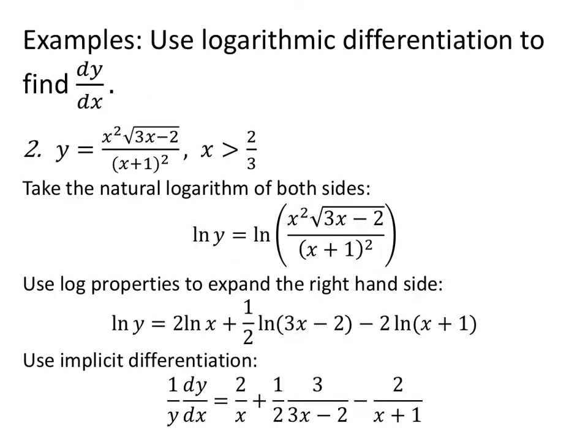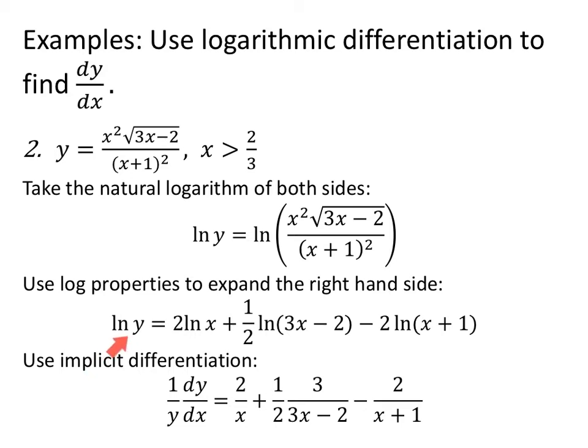If we use logarithmic differentiation on this product quotient couple of chain rule problems, nobody wants to do that. For x values greater than 2/3, we'll take the natural log of both sides, and that really just slaps an ln in front of both sides. We use log properties to expand the right-hand side. So anything from the numerator will have a positive coefficient. Anything from the denominator will have a negative coefficient. The 2, the exponent, comes down in front as a coefficient, the 1/2 as a coefficient, the 2 as the exponent as a coefficient. Log properties, expanding.